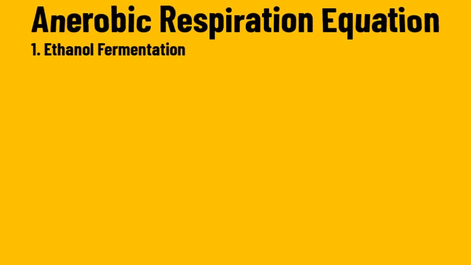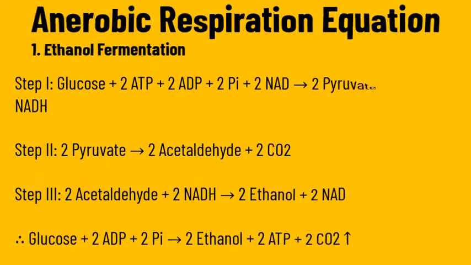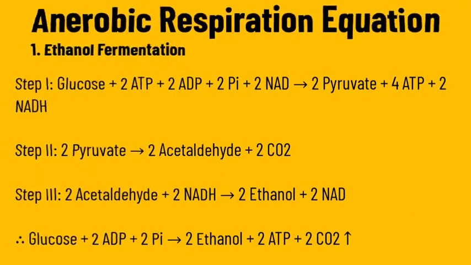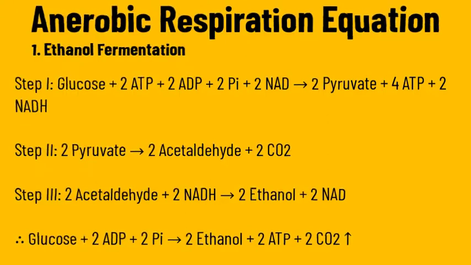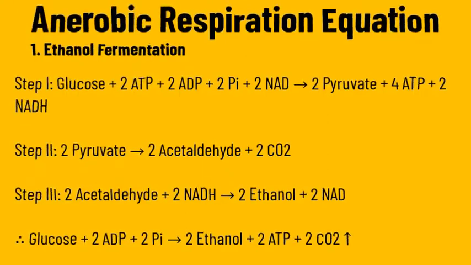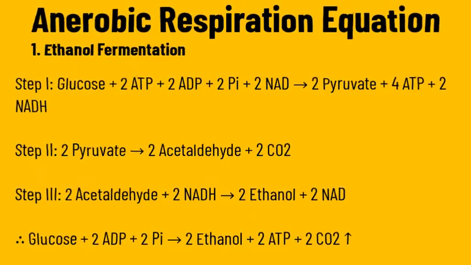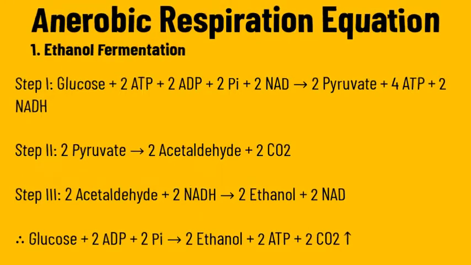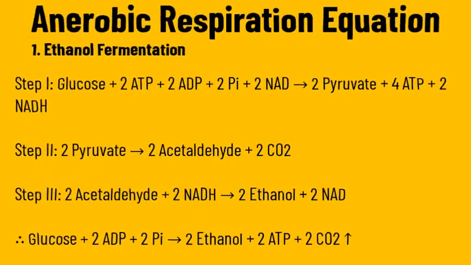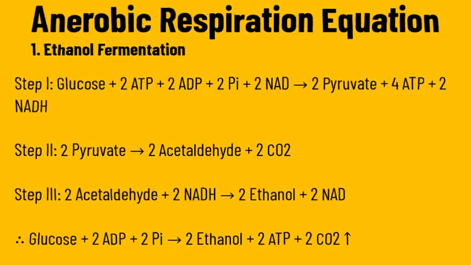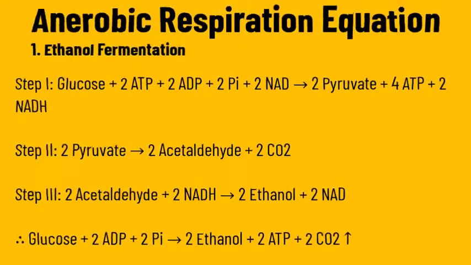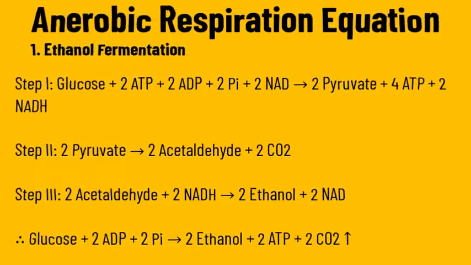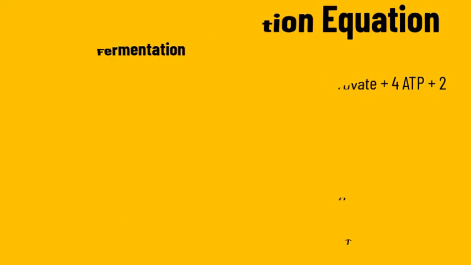Whereas in the ethanol fermentation, the first step gives you glucose plus 2 ATP plus 2 ADP plus 2 phosphate ion plus 2 NAD results into 2 pyruvate plus 4 ATP plus 2 NADH. In step 2, 2 pyruvate results into 2 acetaldehyde plus 2 carbon dioxide. And in step 3, 2 acetaldehyde plus 2 NADH results into 2 ethanol plus 2 NAD.